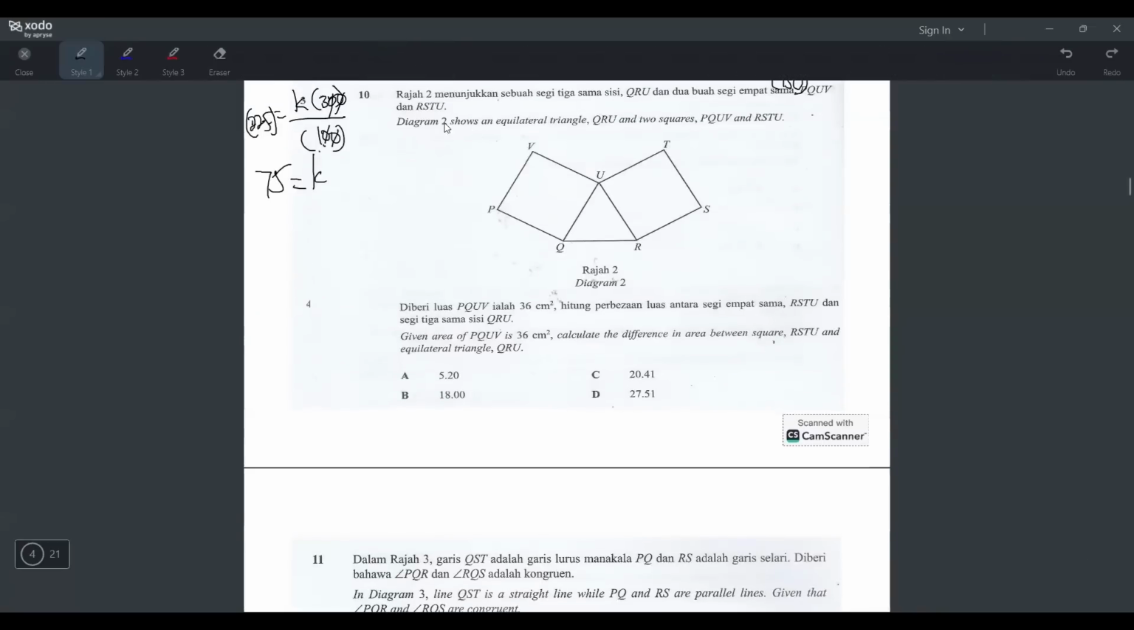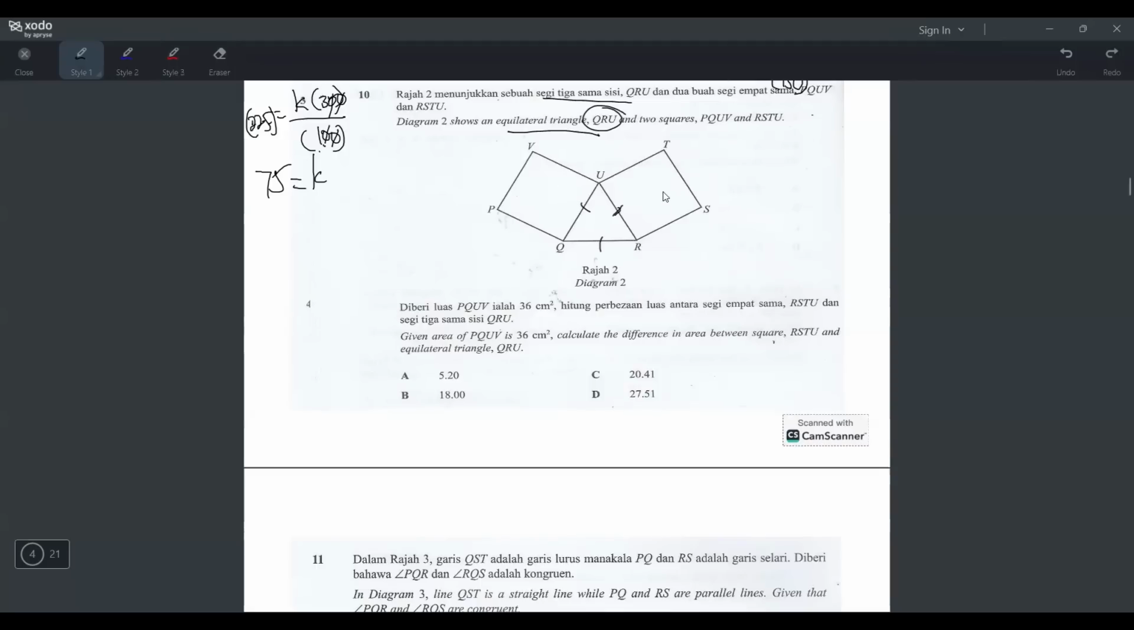Okay, let's continue. Number 10. Diagram 2 shows an equilateral triangle QRU. When they say equilateral triangle, segi tiga sama sisi, means all three sides same length. And what will be the angle? 60, 60, 60. Okay, but the angle I don't want to write. Okay, the two squares PQUV RSTU. So this is 2 squares.